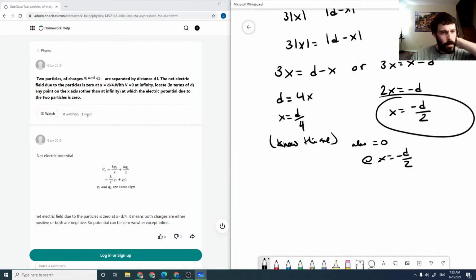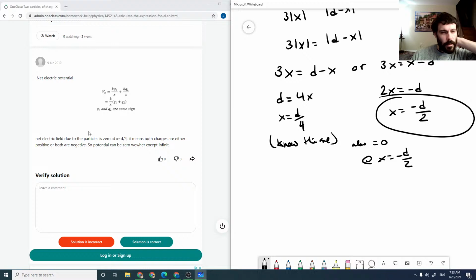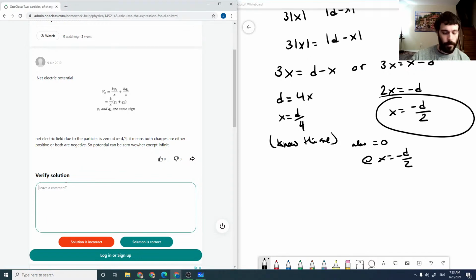So now going through this, q1 and q2 are the same sign, both positive. So that's not true. None of this is true, so this is just incorrect.